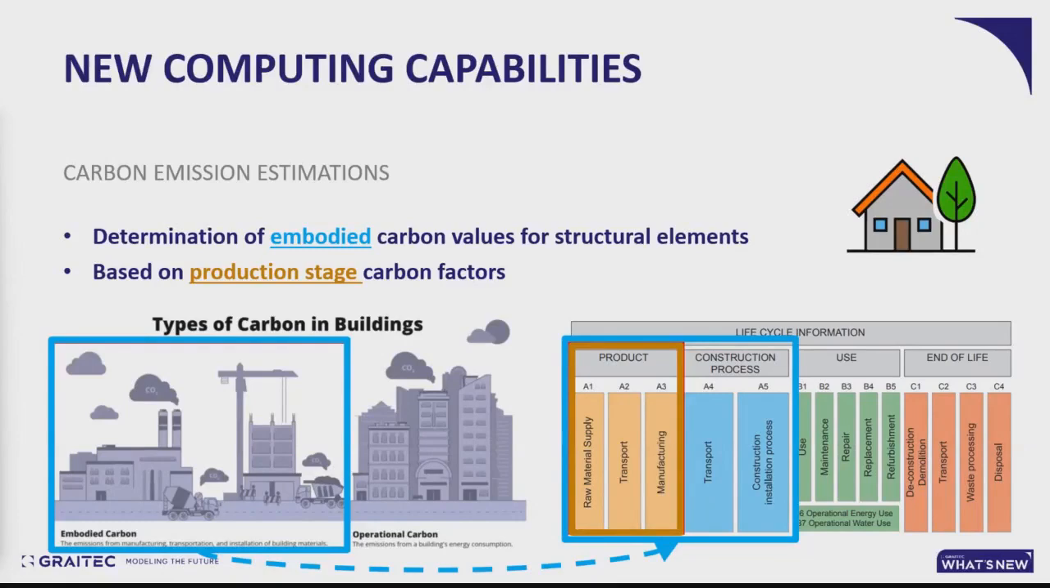So we can say that the embodied carbon emissions is related to the production process and to the construction process, and about 90% of emissions from that part is from the production stage, so from modules A1 to A3 of the building's life cycle. That's why carbon factors and carbon emission for a structure is estimated based mainly on materials used for a structure.